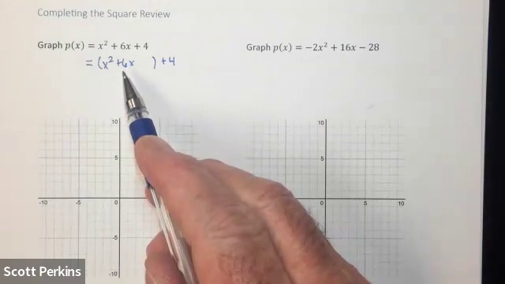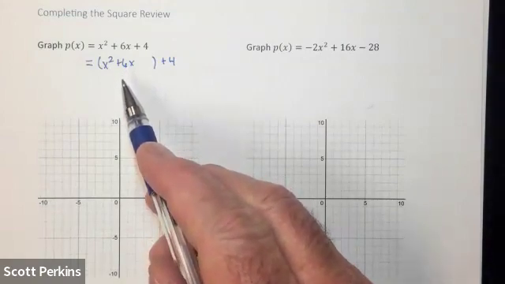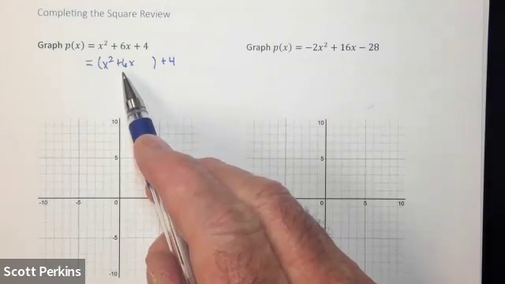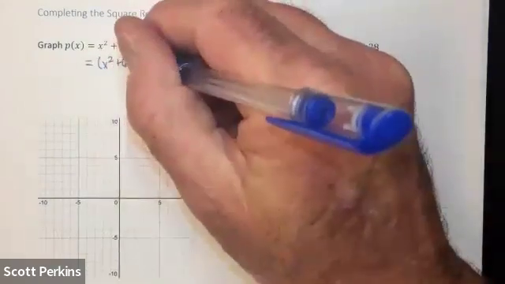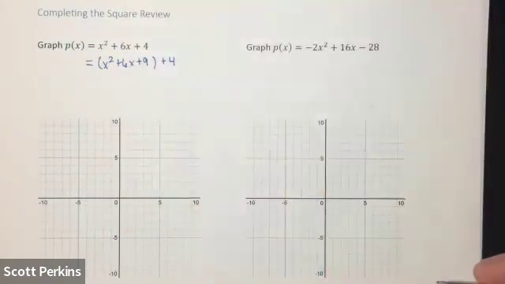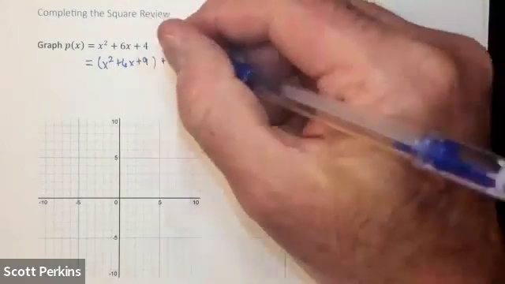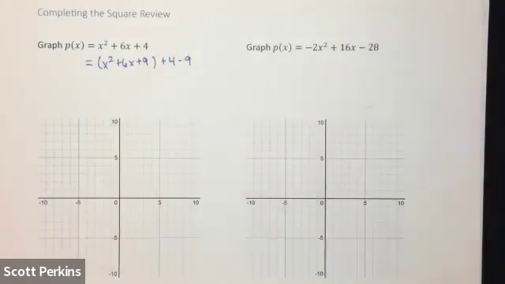Now I'm going to actually do the completing the square, and completing the square says take this number right here that is in front of the x, and take half of it. So half of 6 is 3, and then 3 squared is plus 9. And what I have done is I have changed my function. Instead of what it originally was, it is now 9 greater. And so to keep everything in balance, I am going to subtract 9 right here.